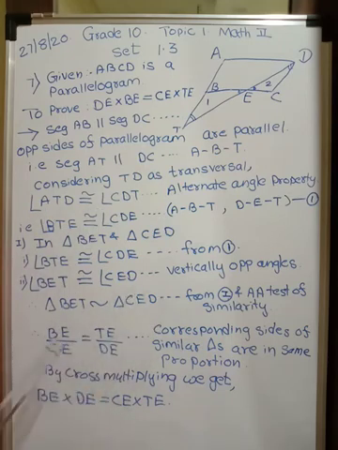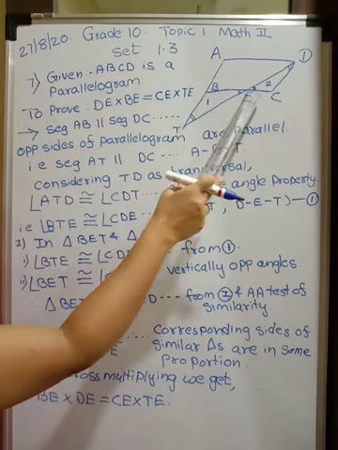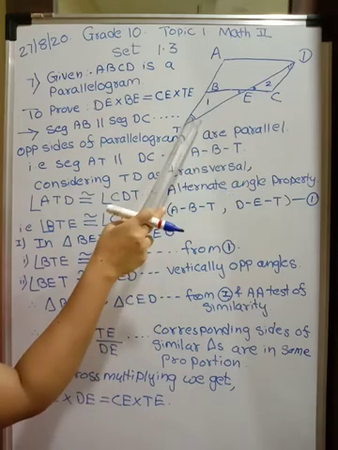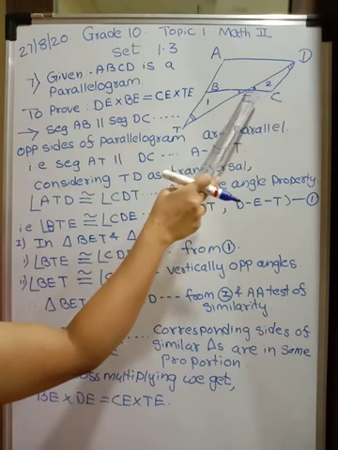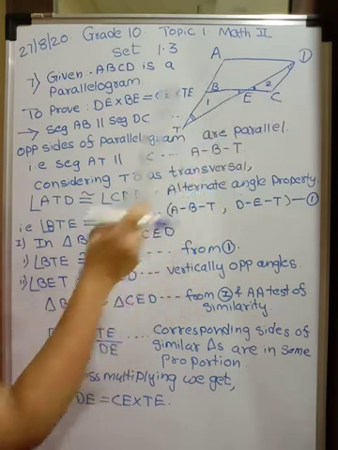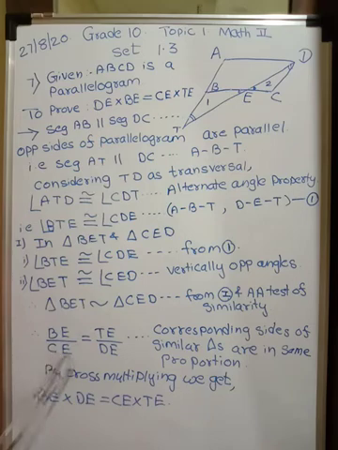Once the triangles are similar, BE upon CE. Where is BE? Just check BE. It is opposite to this angle. Now this angle is congruent to angle D over here. Opposite to this will be CE or EC. So I have written BE upon CE is equal to TE upon DE.